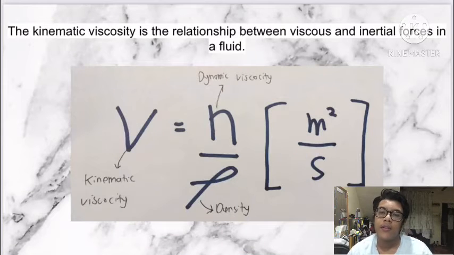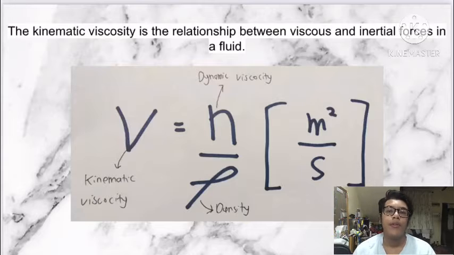The kinematic viscosity is the relationship between viscous and inertial forces in a fluid. So kinematic viscosity equals the dynamic viscosity over the density.